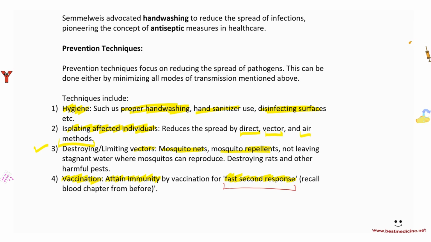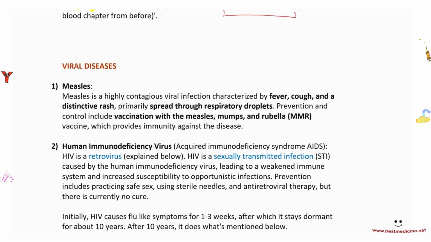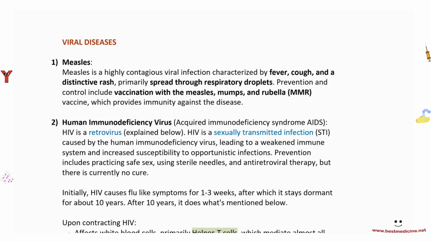Okay, so the first kind of diseases that we're going to start with are viral diseases. And the first viral disease is measles. So what is measles? Measles is a virus, and it is characterized by, and you need to remember this, fever, cough, and a rash. A very distinctive rash. So fever, cough, and a rash is measles. And you also need to remember that it is spread through respiratory droplets.